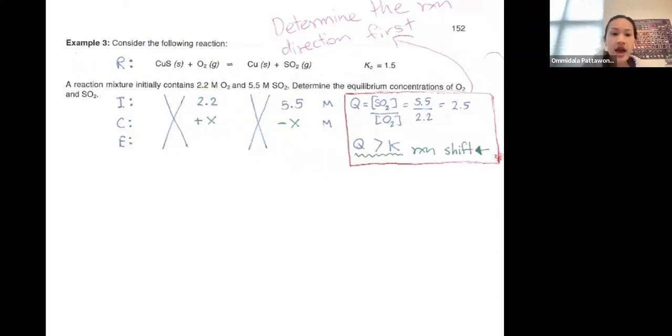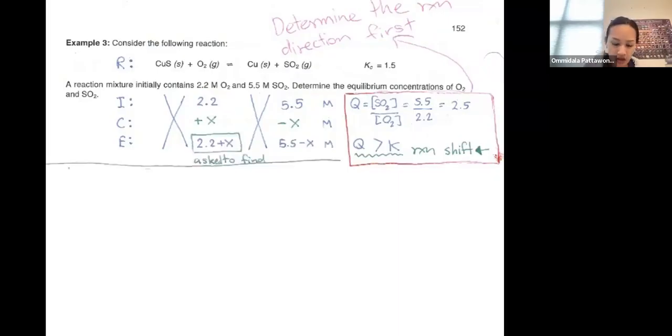Okay, so in this case, after you know the change, then the equilibrium would be the addition of those two, right? So the equilibrium concentration of sulfur dioxide would be 5.5 minus X, and the concentration of oxygen would be 2.2 plus X. So these are the concentrations that we are looking at, that we're asked to find. Okay, so we're going to find those.